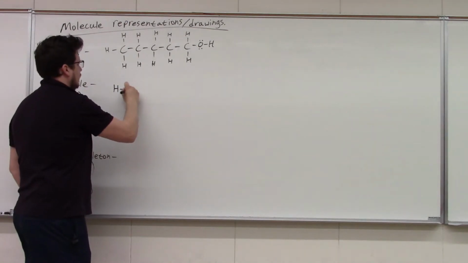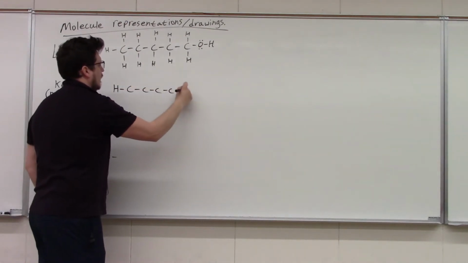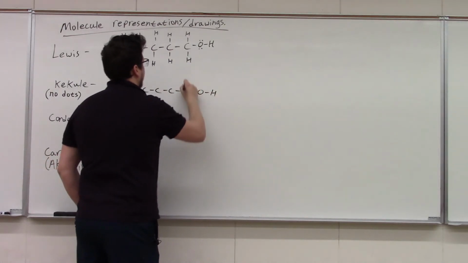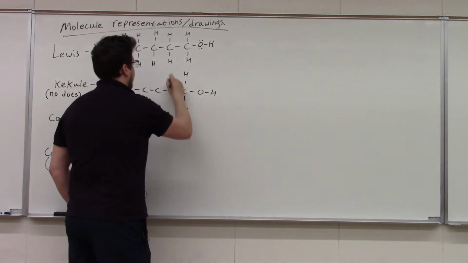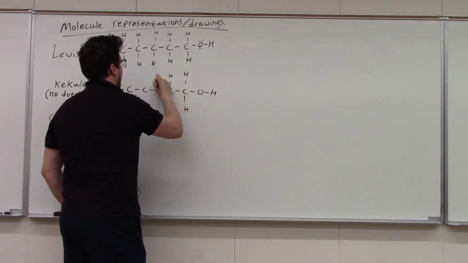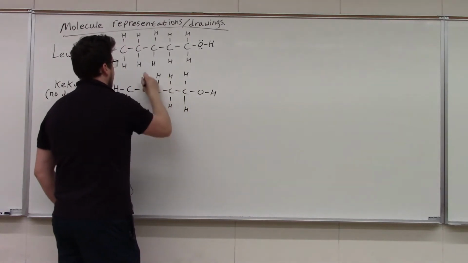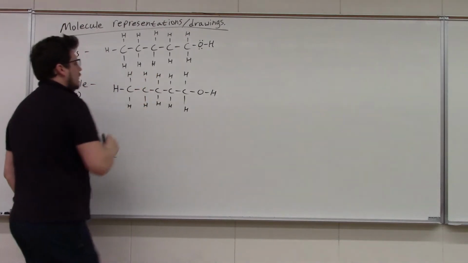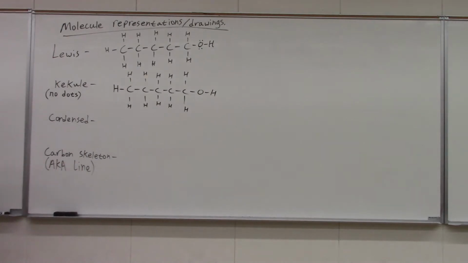All right, we're still going to have 5 carbons, 1, 2, 3, 4, 5. We're going to have an O and an H. We're going to put our hydrogens in. We're still going to show all the bonds. We're going to show all the atoms. It's still a little tenuous to draw these. I've been doing this a while. It's about as fast as you can go, okay?